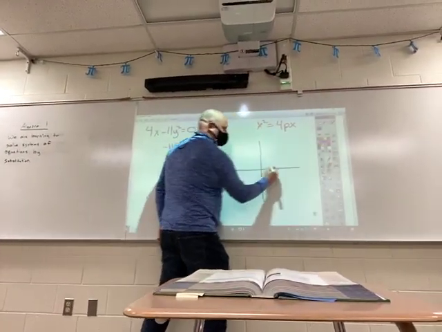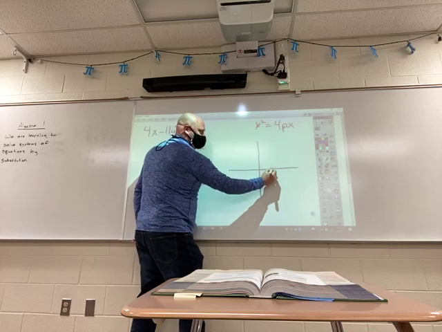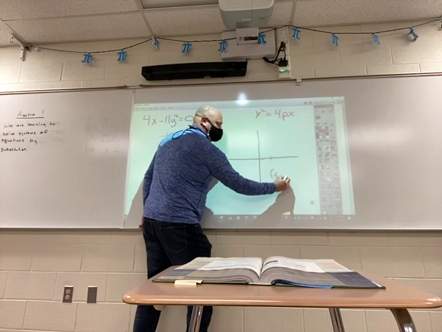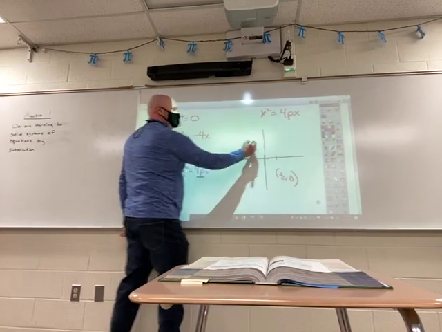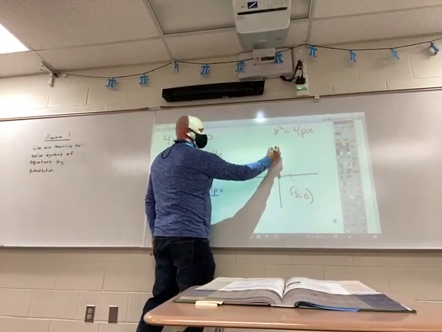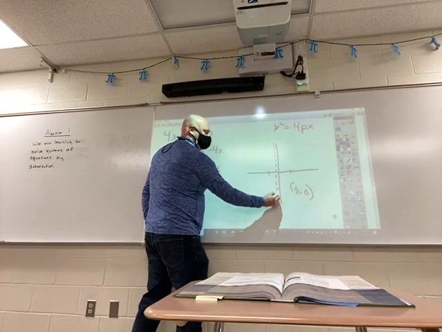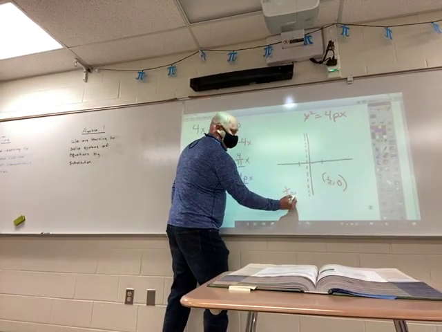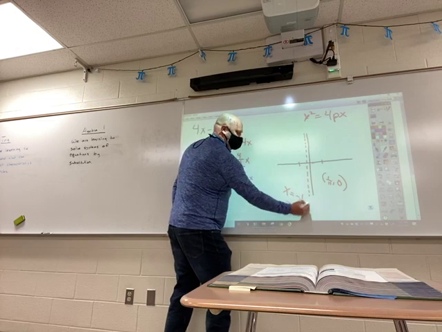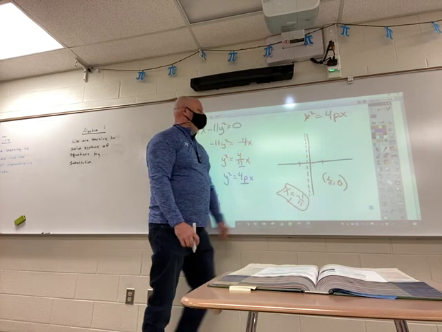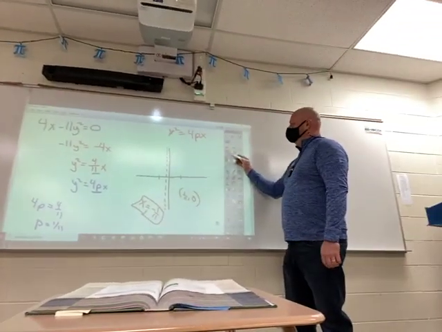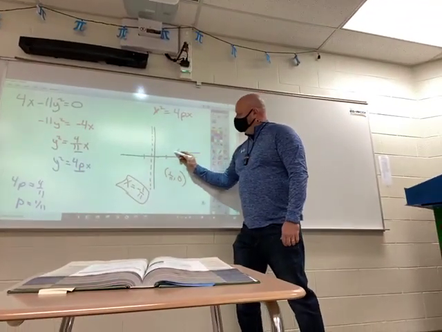My focus point is going to be to the right 1/11, so 1/11, 0. My directrix is going to be 1/11 to the left, and that's a vertical line, so it's x equals -1/11. And then this is going to be a pretty skinny parabola going to the right.